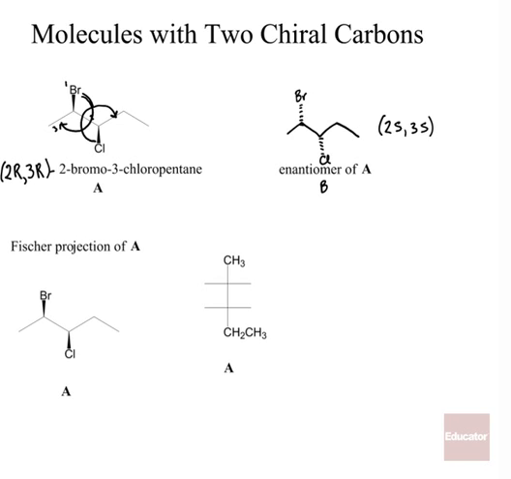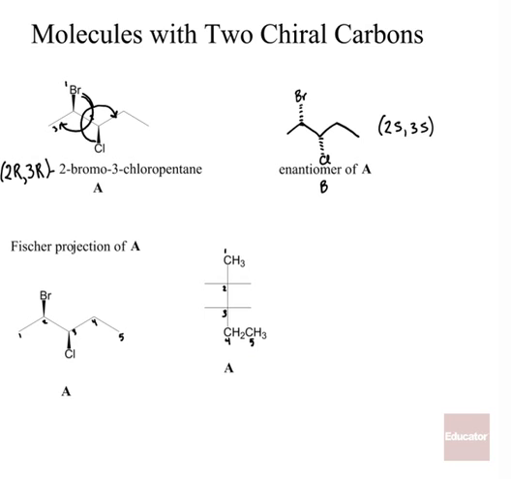How about the Fischer projection of A? If I want to do the Fischer projection, we have, again, our carbon chain. Let's number it so we can get oriented: 1, 2, 3, 4, 5 carbons. So we have a methyl group, and then carbons 2 and 3 are both chiral centers. So our Fischer projection now has 2 horizontal lines. In fact, Fischer projections are ideal for drawing molecules with multiple chiral centers because it's greatly simplified in this format.